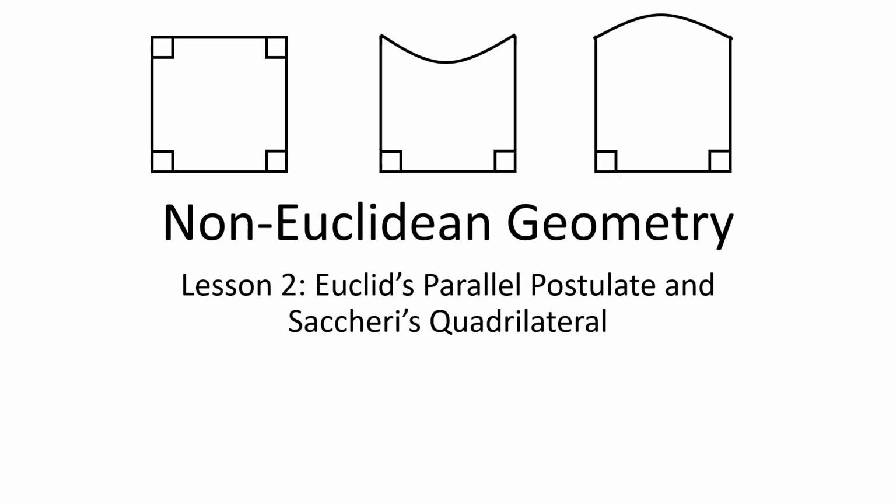Welcome to Lesson 2 of Non-Euclidean Geometry. We're going to talk about Euclid's parallel postulate a little bit more. I'll give you some historical background, and we'll also introduce the Saccheri quadrilateral, which is used to define hyperbolic geometry, which we'll do in a subsequent lesson.